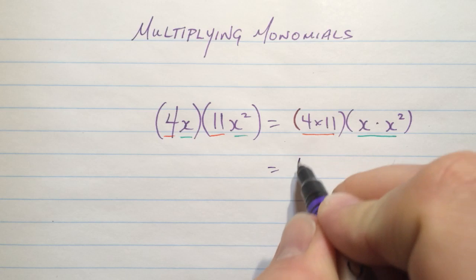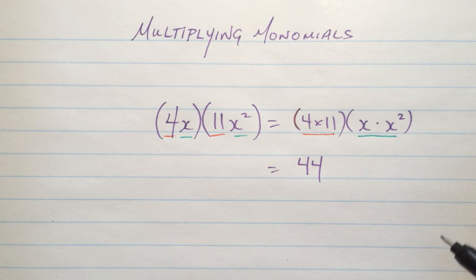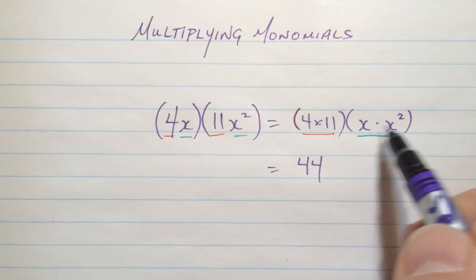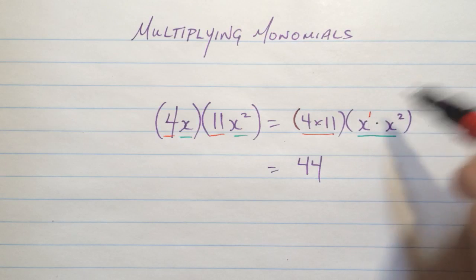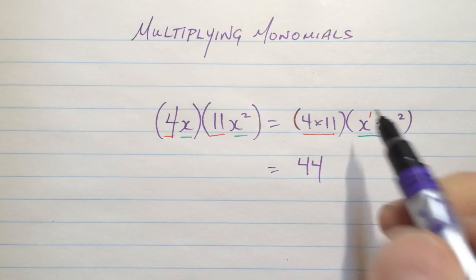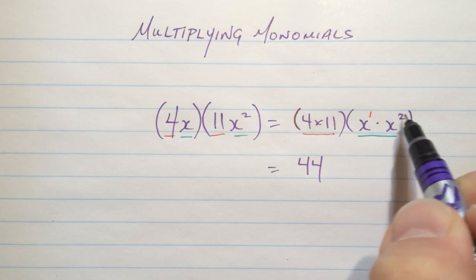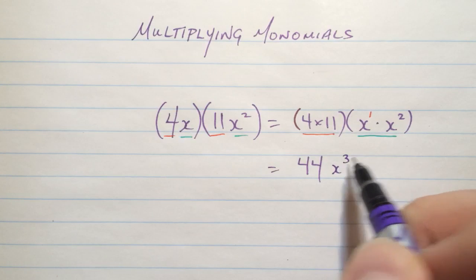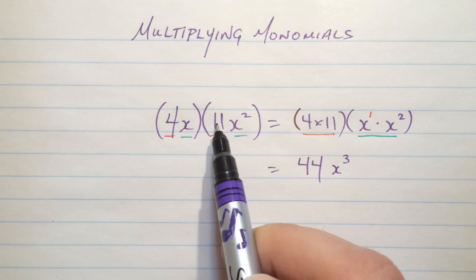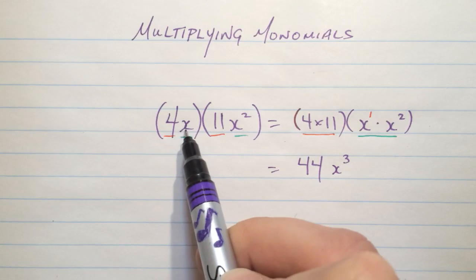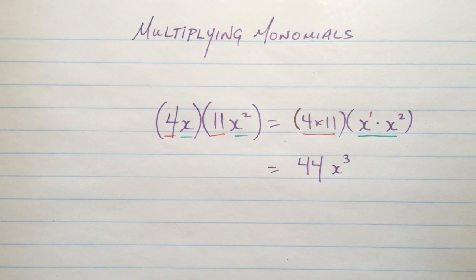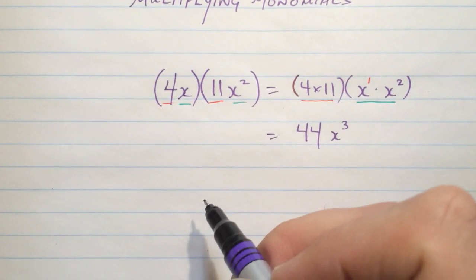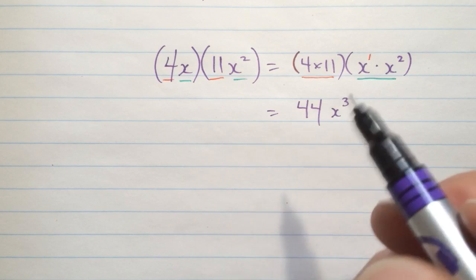So together this gives us 44 as the new numerical coefficient. And here we use the exponent laws, so we know that there is an understood 1 right here, and then together I should get x to the exponent 1 plus 2, which is x cubed. So I've got 4 times 11 is 44, x times x squared is x cubed. So that's how this works, and that's really all there is to it. So let's do a few more examples and we'll try to get some that are a little more challenging.